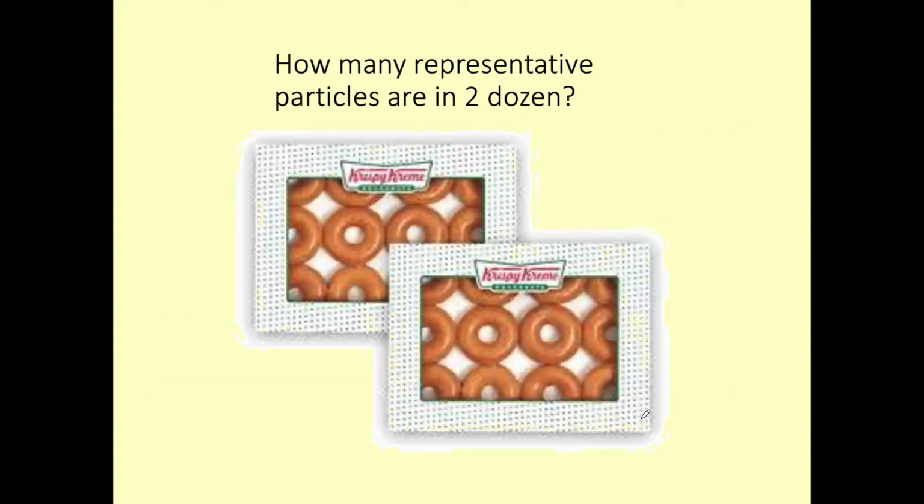So question for you, how many representative particles, aka donuts in this example, are there in 2 dozen? So the answer here is 24. So we've got 2 boxes of donuts. Each box contains 12 donuts. 1 box is also equivalent to a dozen. So 1 dozen is 12 donuts. So if we've got 2 dozen, we then have 2 lots of 12, which gives us 24.